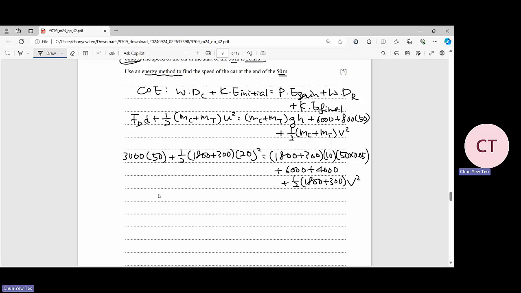My left hand side, I get 57,000. And my right hand side over here, I have 52,500 plus the 4,600, then 1050 v square. So this is what we have.